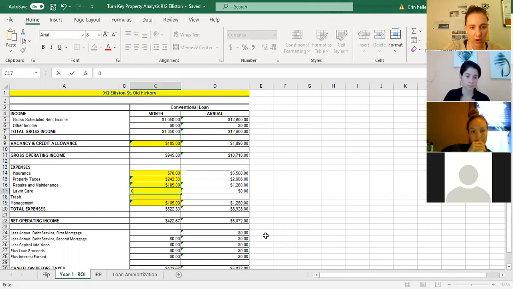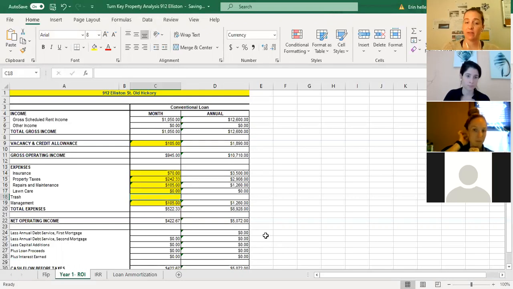But for a single family home, typically that number is 0. Even if your tenant wants it, you're going to add it on top of the rental rate.